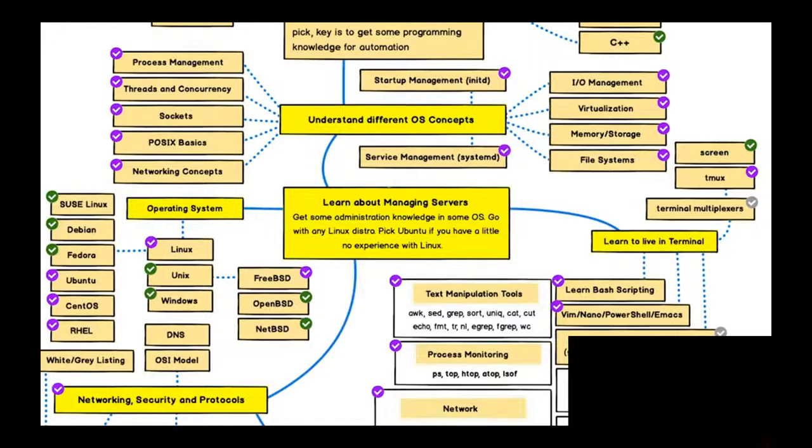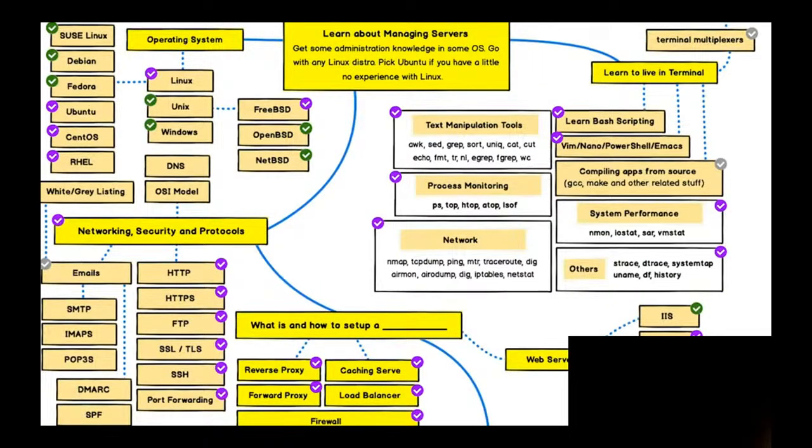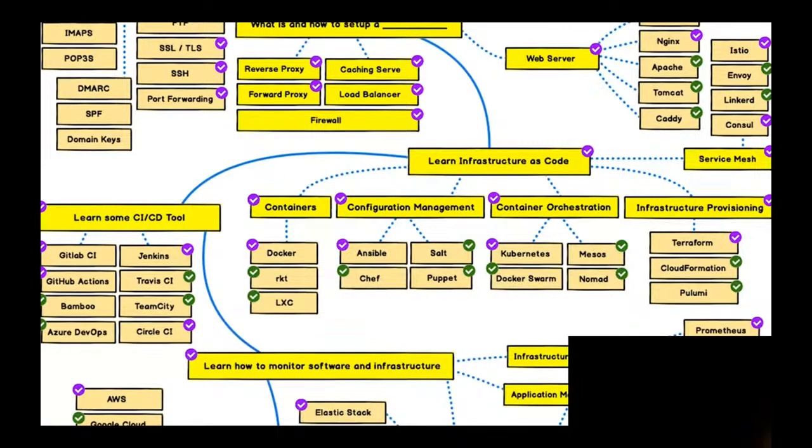Now let's understand what skills are required to build a successful DevOps team through this very well elaborated DevOps roadmap diagram. I am referring to this DevOps roadmap diagram from the roadmap.sh website. You can find the URL of this page in my description box below.